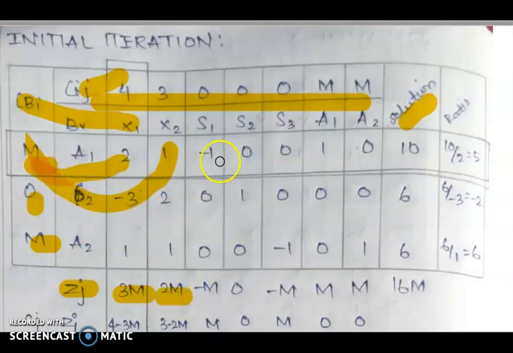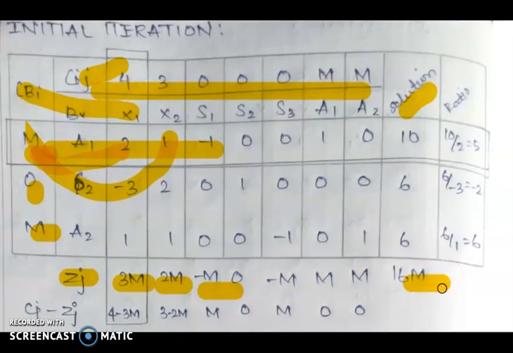Similarly, we have to calculate each and every row, every corresponding column. We get minus M, 0, minus M, 0, 0, 16M. The next step is to find the net evaluation value, Cj minus Zj. This is the Cj value, this is the Zj value. Cj minus Zj gives 4 minus 3M, 3 minus 2M, plus 0, plus 0, 0, because here M minus M is 0, M minus M is 0, and this is 16M.